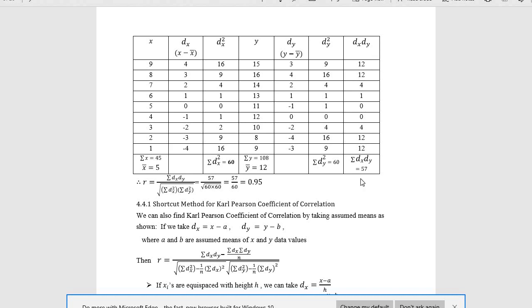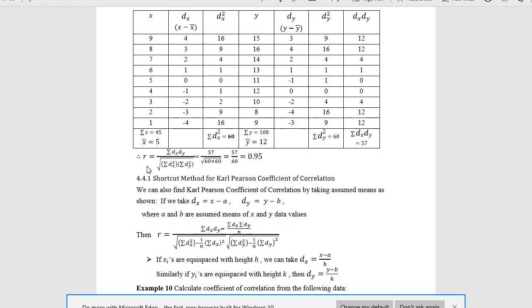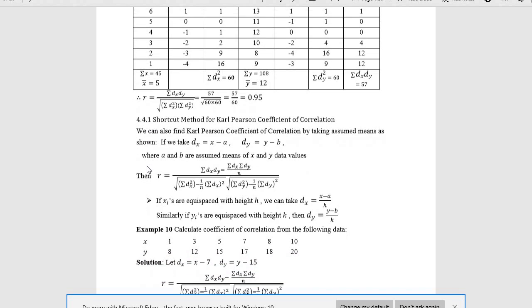So sigma dx dy. How does dx dy come? Sigma dx dy: multiply them. dx is equal to how much? 4. dy is equal to how much? 3. 4 into 3 is 12. 3 into 4 is 12. 2 into 2 is 4. 1 into 1 is 1. Then 0, 0, 4, 12, 12, etc. Sum them and substitute in the formula. You can use any formula to get the correlation.